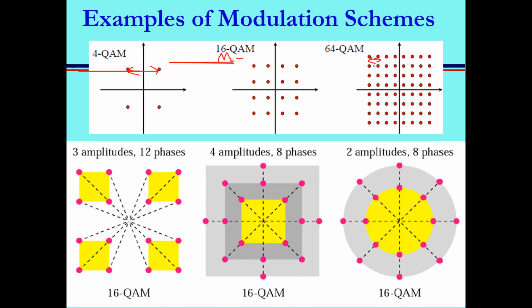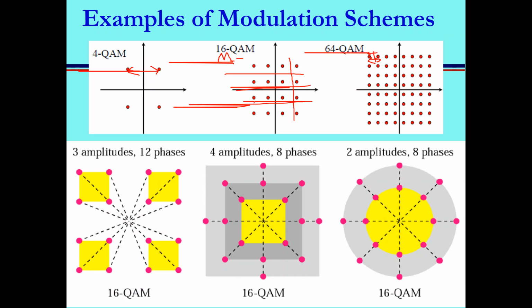What does this mean? If the distance between the symbols in the constellation diagram is small, what does this mean? It's more prone to errors, susceptible to noise errors. For example, if you have noise here and the noise pushed your symbol here, the receiver will decide wrongly on this symbol. Yes? While here you have more degrees of freedom.